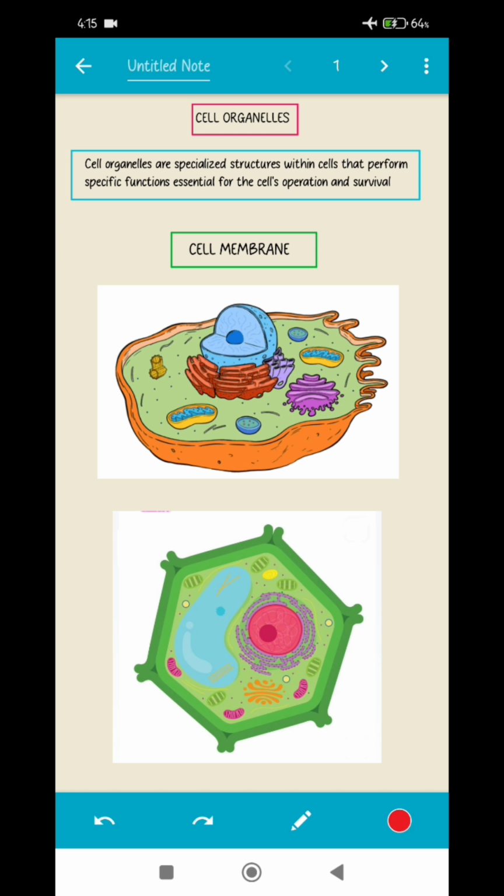So cell organelles are very important structures in the cell. Although they are very tiny, they are extremely essential for the overall working of the cell and the organism as a whole. So first of all, we are going to begin with the cell membrane. The cell membrane is the outermost covering in an animal cell, and it is one of the coverings in a plant cell.